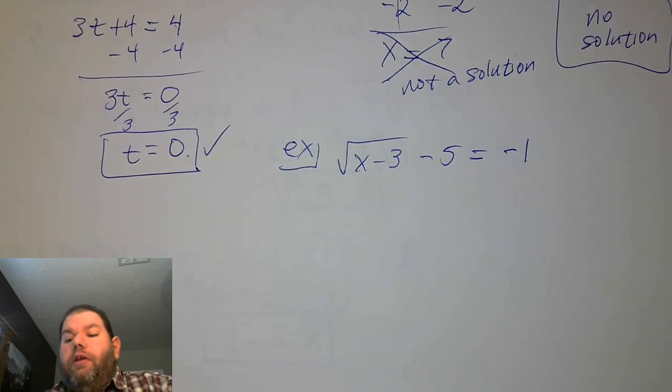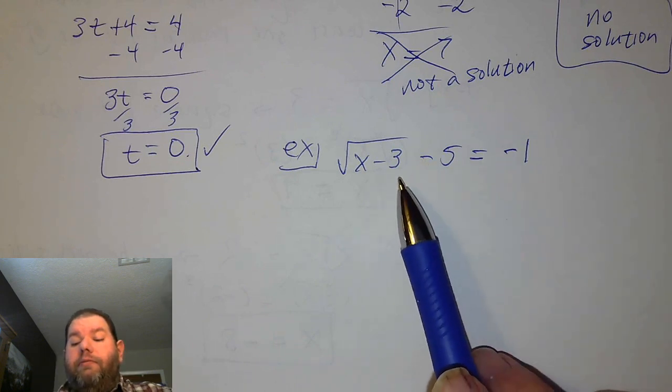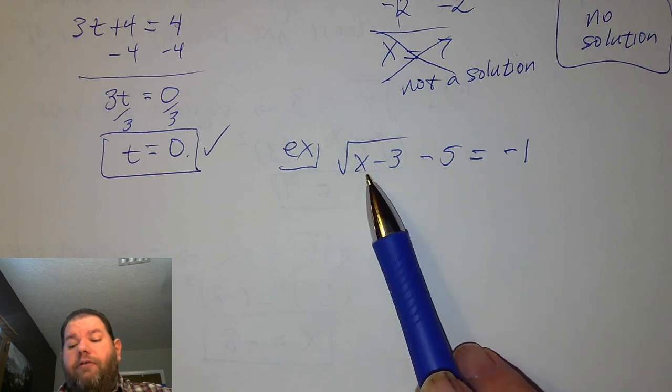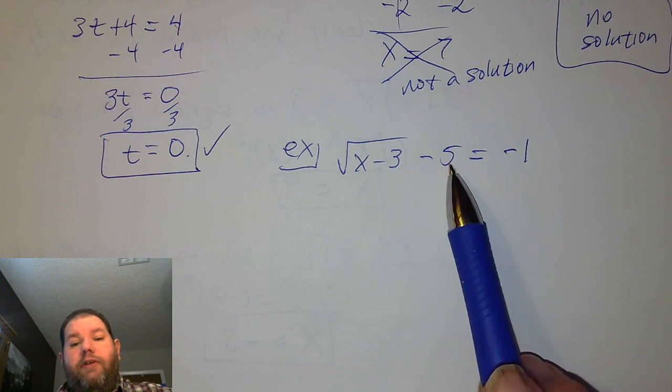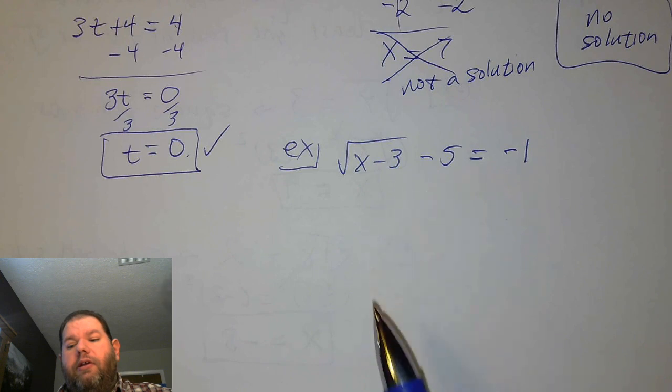Okay, in this example, square root of x minus 3, and then after the square root we have another minus 5, and this is equal to negative 1. Now, the issue I want to bring up here is that we start off with the radical and another term on that side where it doesn't have a radical, so the negative 5 is outside of the square root.